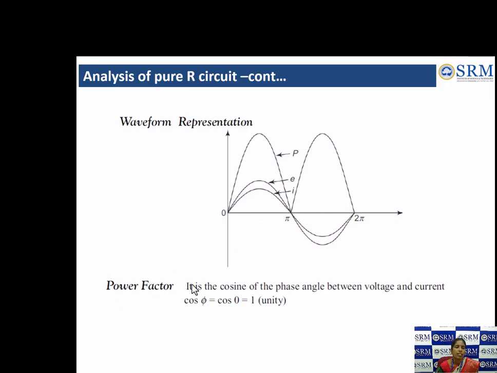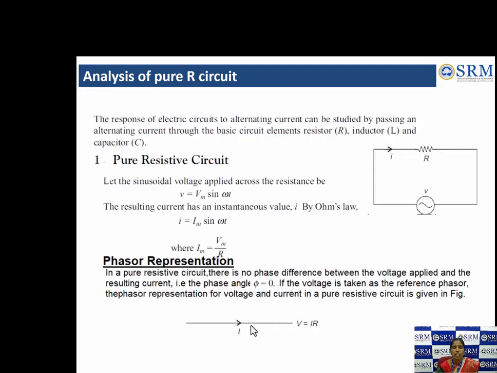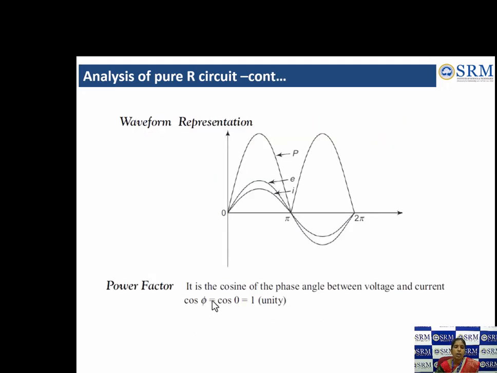Power factor is the cosine of the phase angle between the voltage and current. Here the voltage and current are in phase, right? So the angle is 0, and cos 0 is 1. So the power factor is unity in a pure resistive circuit.